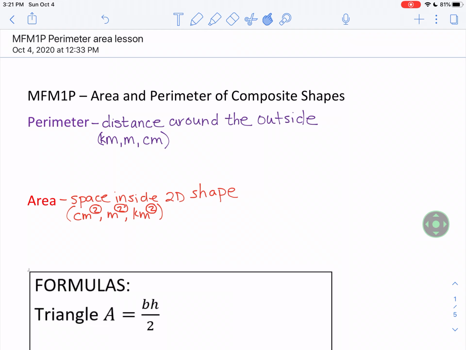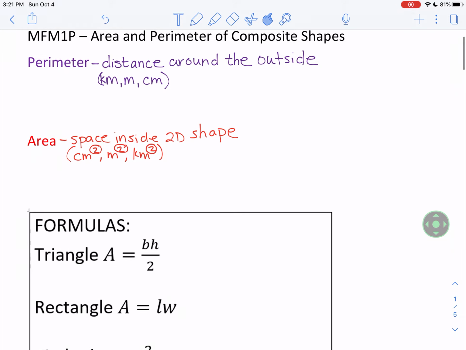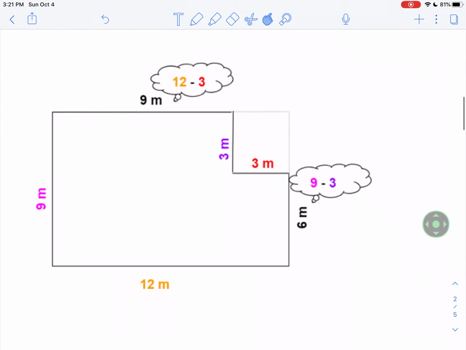It's a 2D shape. Compare this with perimeter, which is measured in kilometers, meters, centimeters, inches, and is just the distance around the outside. So think of perimeter as the outside, the fence, and the area as the inside, the carpet. So let's look at finding area by adding and by subtracting.